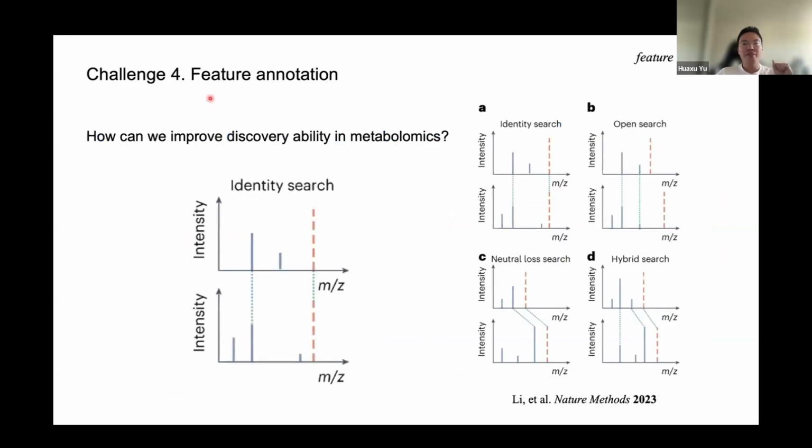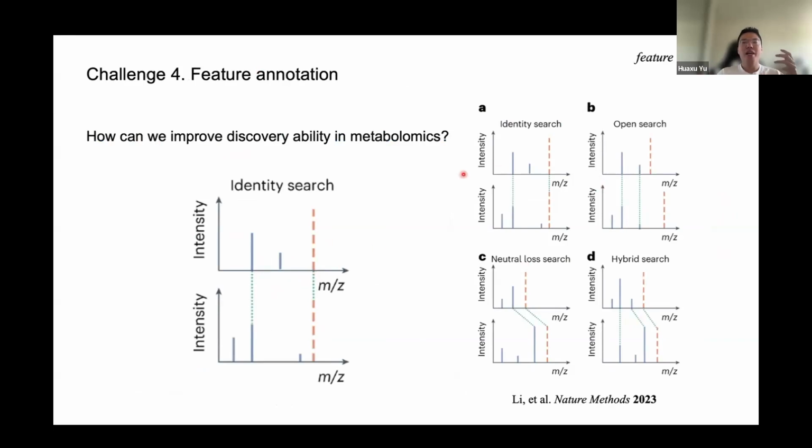So finally, it's called feature annotation. In MassCube, we try to expand the conventional identity search to analog search. This is what we did in the conventional approach: we match all the fragment ions to the database, also including the precursor ion exactly. Which means if the compound is not in the database, we have zero information about this feature.